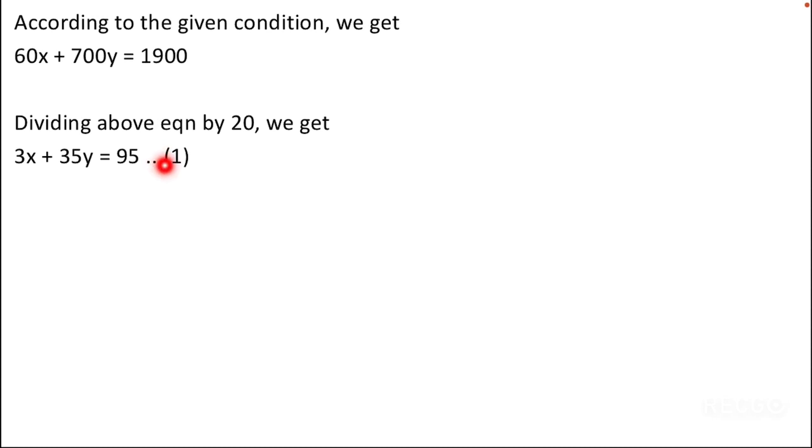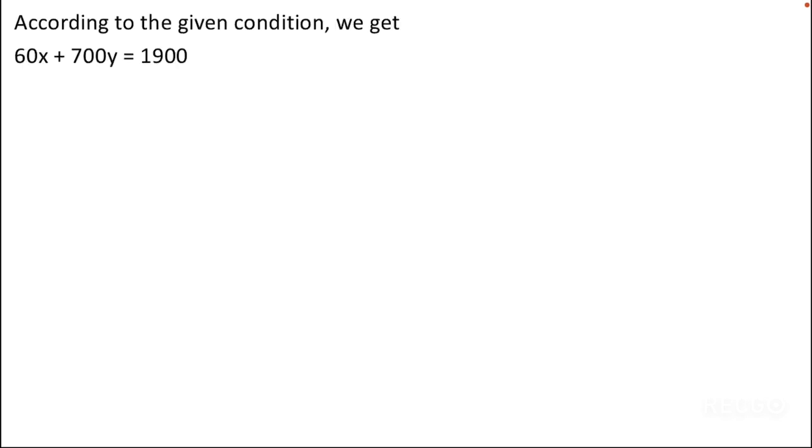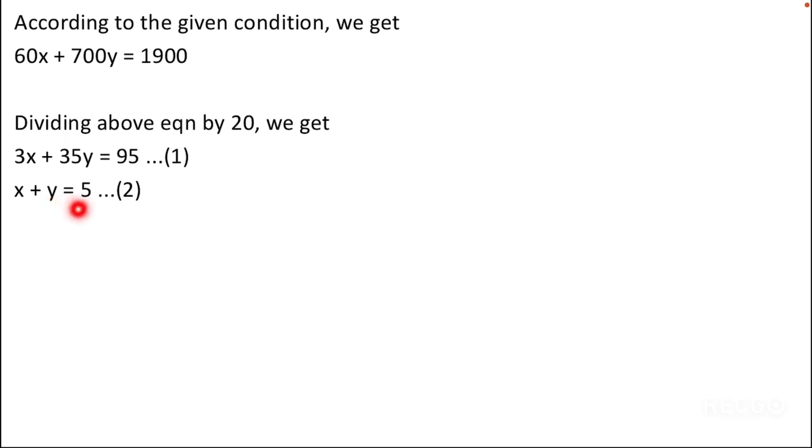Now for the second equation, you can see that it says it takes 5 hours to complete the journey, and we know that Vishal travelled some distance by bus and some distance by aeroplane to cover the journey, and it took him 5 hours. It means that the time taken by the bus plus the time taken by the aeroplane is equal to 5 hours, which means that x plus y is equal to 5 hours. So this will be our second equation, x plus y is equal to 5. So now we will solve these two equations simultaneously.